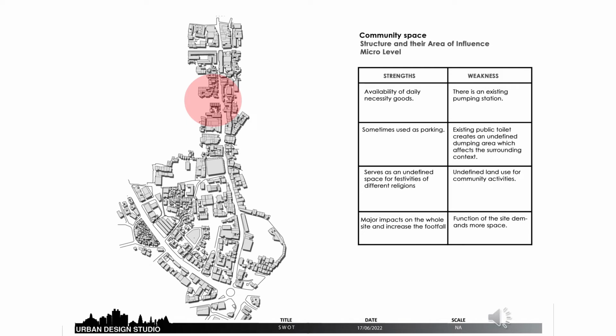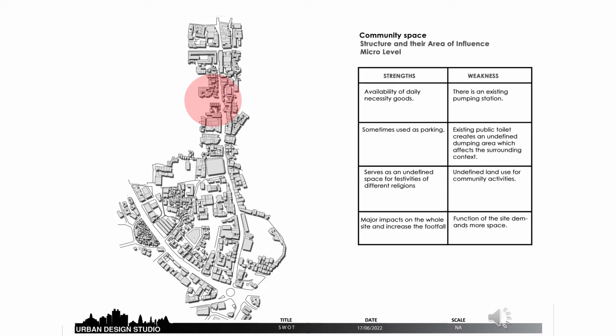Talking about the SWOT analysis of a community space, strengths are it is available for daily necessity goods. The area is used for parking. It serves as undefined spaces for festivals of different religions. Major impact on the whole site and increases the footfall every time.